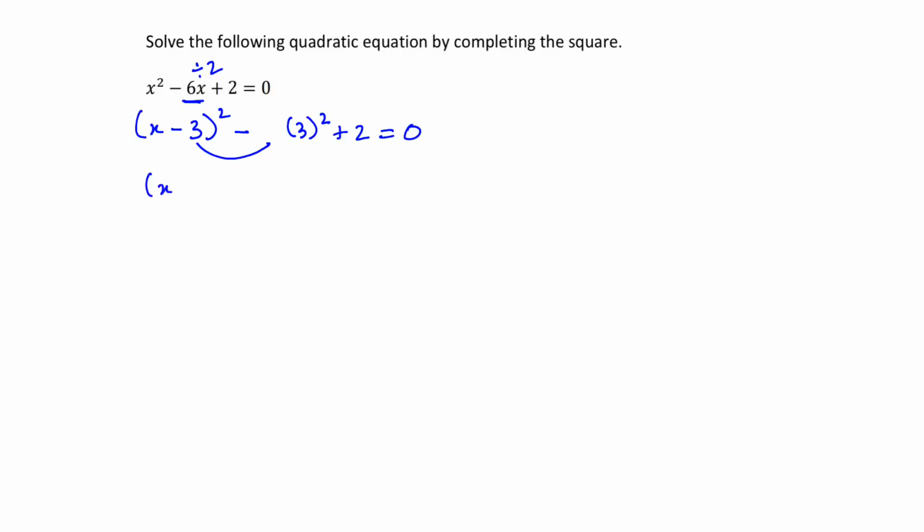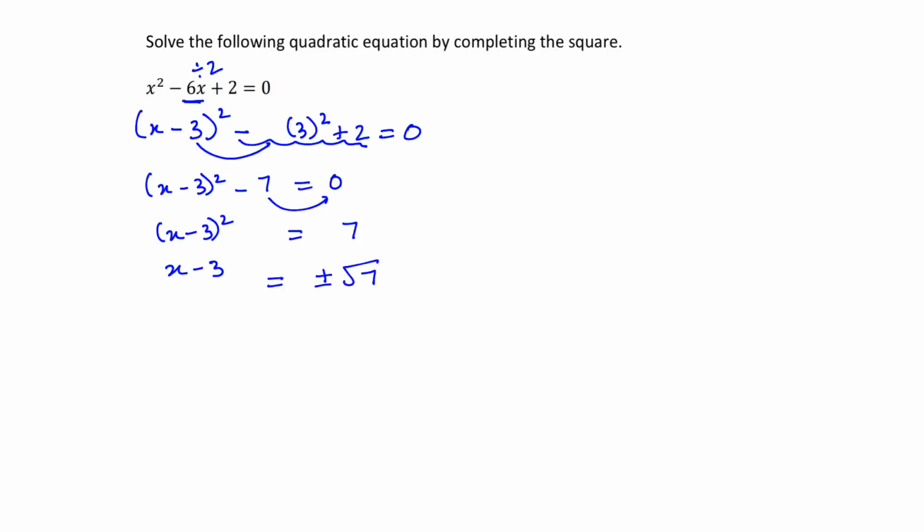We are going to write again (x - 3)² and put this in the calculator. You will get negative 7 is equal to 0. Remember, we have to find x, so the x has to be alone. The negative 7, when I move to the other side, it will become positive 7. Always to remove the square here, we have to square root the opposite side. So we will write x - 3 is equal to plus or minus square root 7.